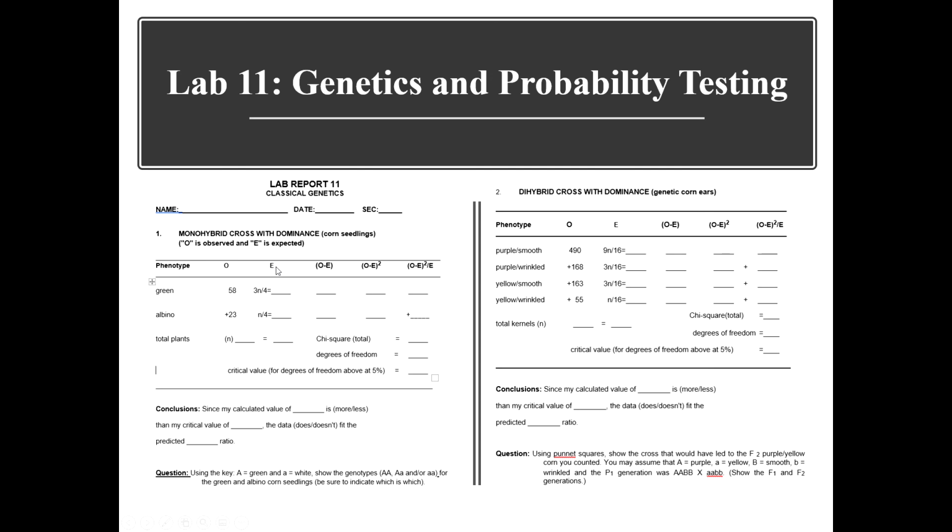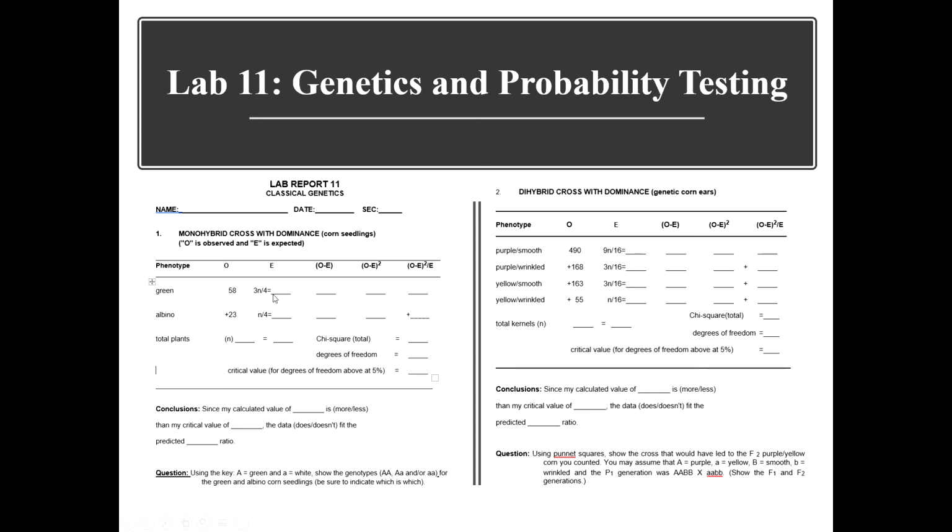So what you expect is this is your 3-to-1 ratio. You expect 75% to be green and 25% to be albino. So you take 3 times N. Remember, this is N, not this, but total plants. 3 times N divided by 4 goes here. N divided by 4 goes here. These two columns should add up. If they don't, you did something wrong.